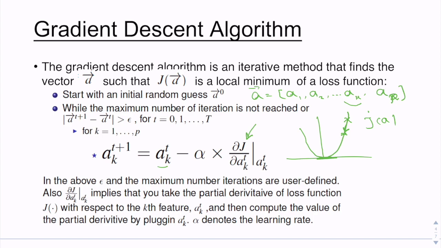Usually we use this threshold. That means when the update for the parameters doesn't change, and this is smaller than a number, like say if it's smaller than 10 to the power of minus 5, then we stop the gradient descent algorithm.